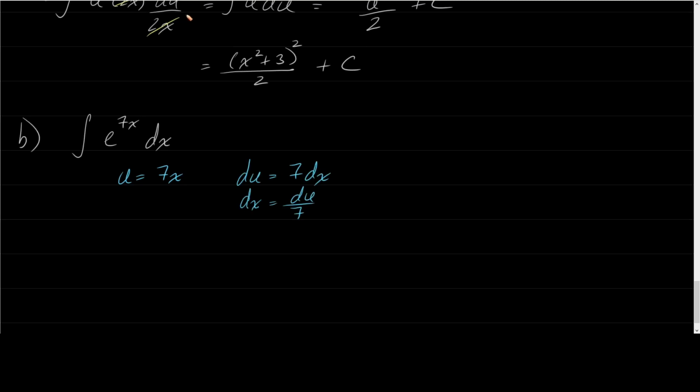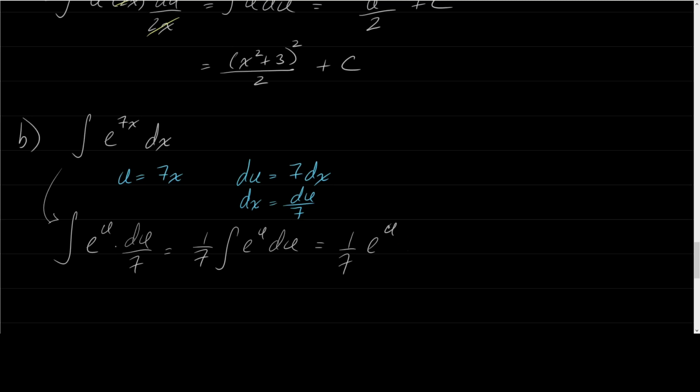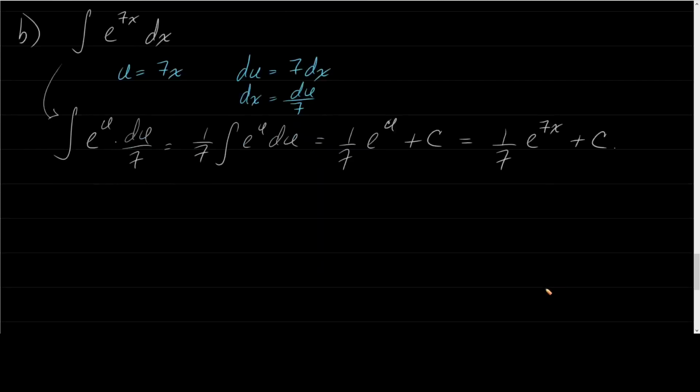Now let's go back to this integral. We end up with the integral of e to the, well, not 7x, just u, e to the u, times dx. dx was du over 7. What this really says is 1/7 times the integral of e to the u du. The integral of e to the u is just e to the u, plus c. But again, the problem was not about u, it was about x. So what we have now is 1/7 e to the 7x plus c.